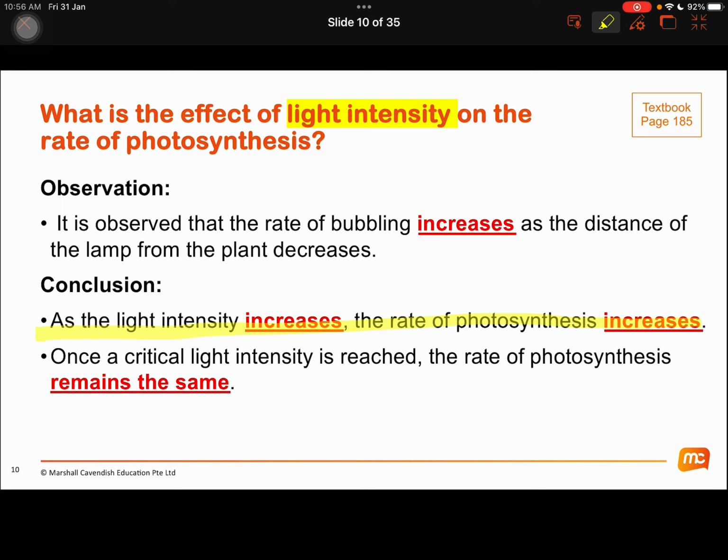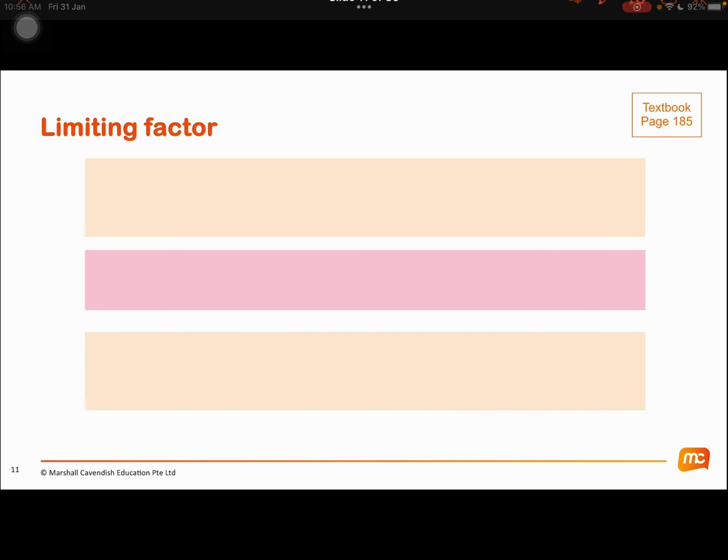But the question now remains: can the rate of photosynthesis continue to increase as light intensity increases? What do y'all think? There will be a point of time where it hits the limit, and no amount of light intensity can further increase the rate of photosynthesis. This brings me to my next point on the concept of limiting factor.